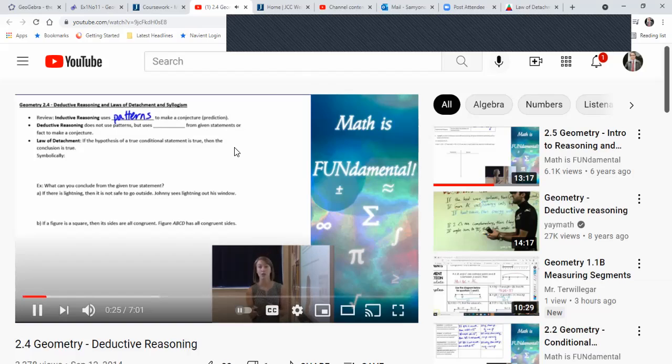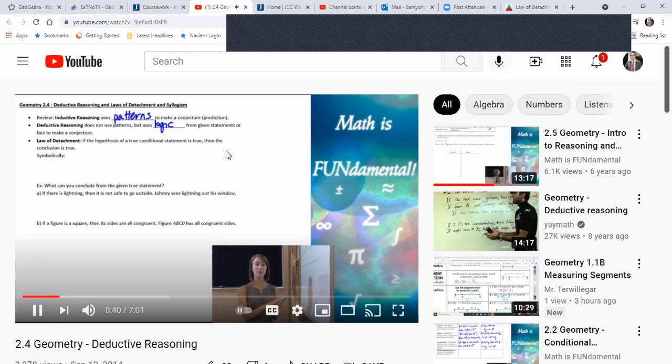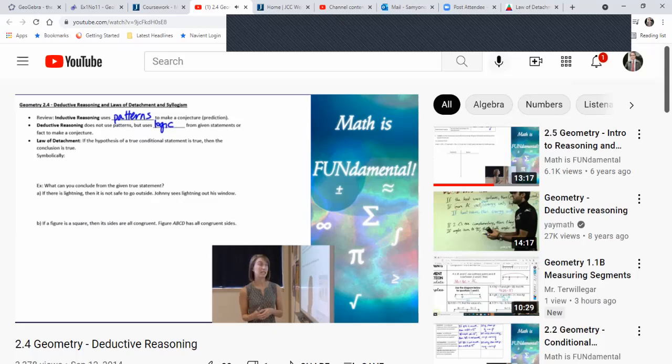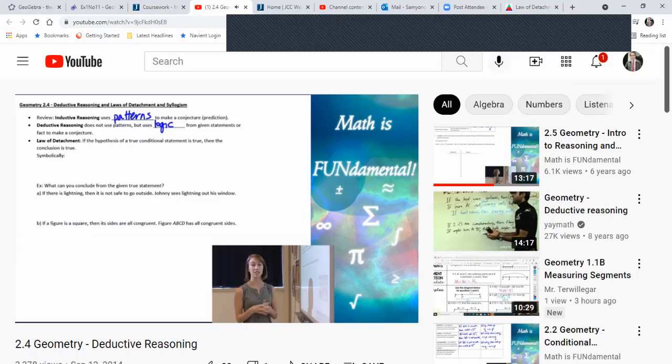to make a conjecture or a prediction. Today, we're learning deductive reasoning, and deductive reasoning doesn't use patterns, but it uses logic from given statements or facts to make a conjecture. So the difference between the two: inductive reasoning uses a series of patterns, deductive reasoning uses logic and fact. Within deductive reasoning, we have two laws. We have the law of detachment and the law of syllogism.